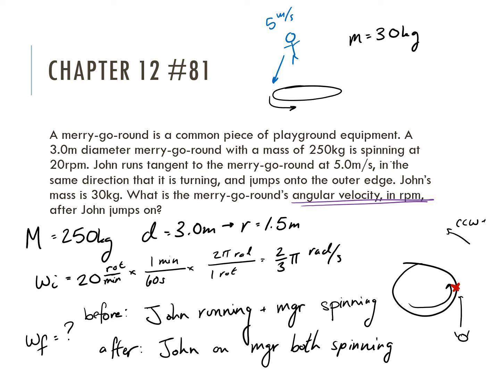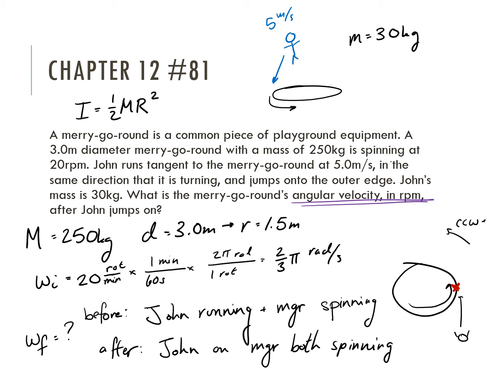The last thing we want to do is make sure we know the shape that we're going to be using for our merry-go-round. These are very common, just a metal disc. So that means that the moment of inertia we're going to want to use is 1/2 mr squared.